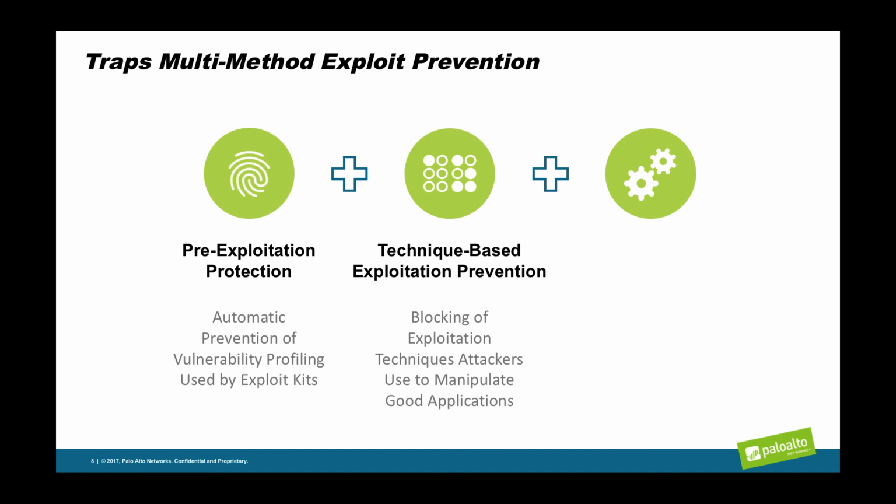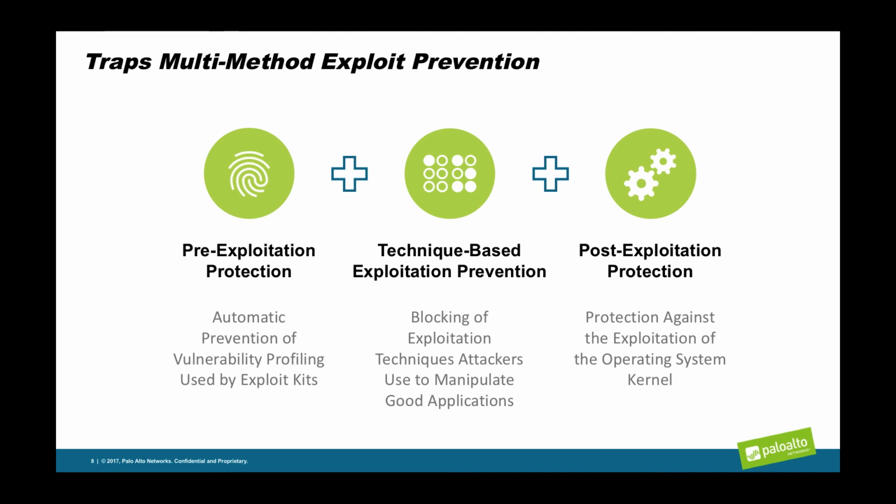Traps prevents both known and zero-day exploits by blocking the exploitation techniques attackers use to manipulate applications. Although there are thousands of exploits, they all rely on a small set of exploitation techniques that change very infrequently. Traps blocks these techniques, which prevents exploitation attempts before they can compromise endpoints. We'll dive a little deeper into this technique-based approach in just a moment.